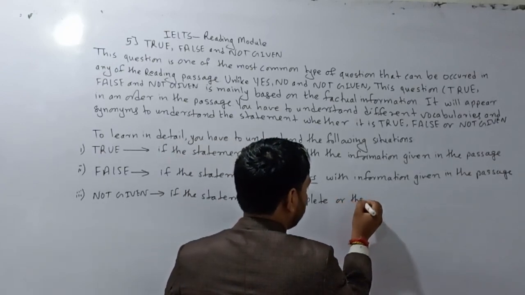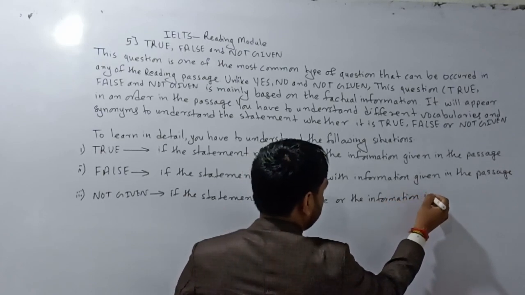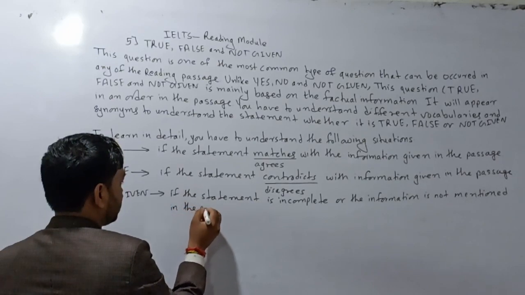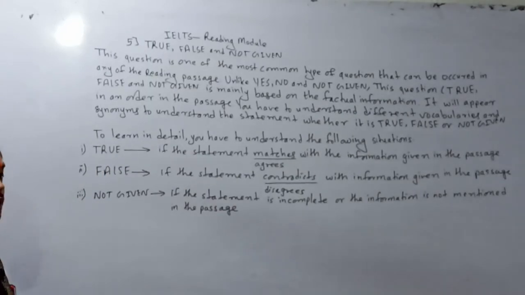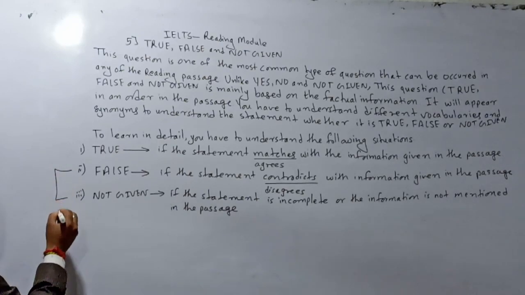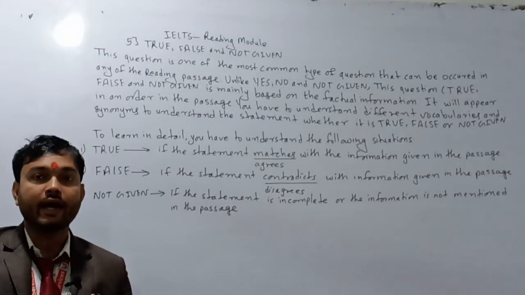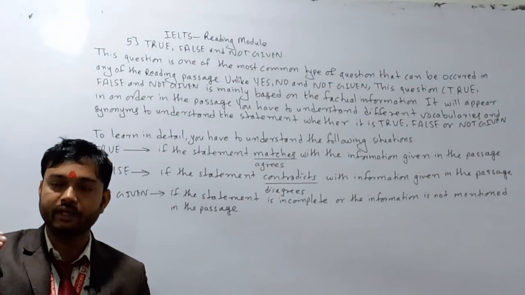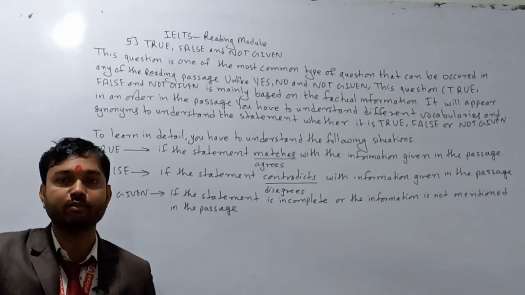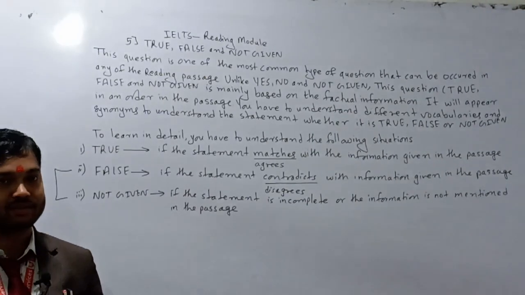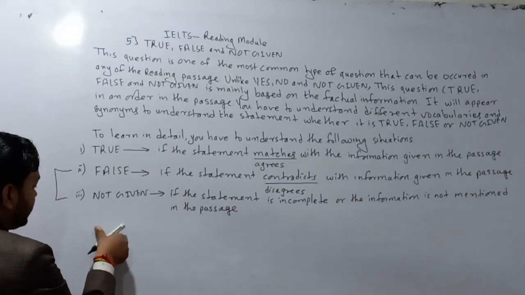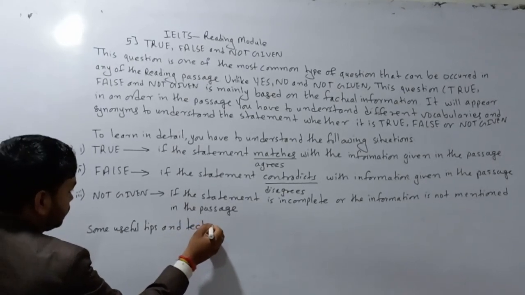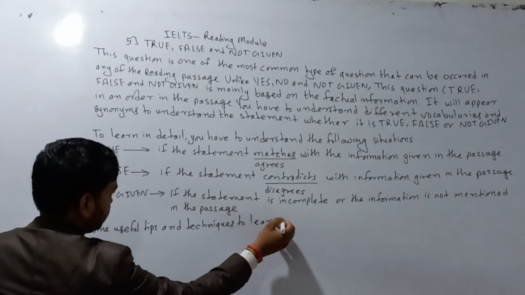True if the statement matches with the information given in the passage. If the statement in the question matches or agrees with the information in the passage, you write true. Next is false. If the statement contradicts or disagrees with the information given in the passage. So contradicts means opposes. If the meaning comes opposite, if the passage and question oppose each other, the meaning is opposite, you can use false.